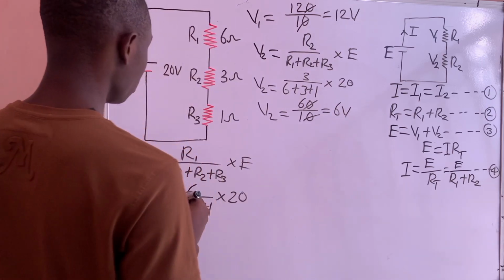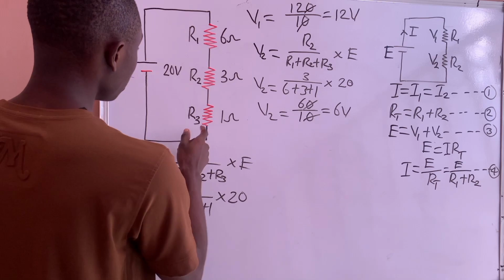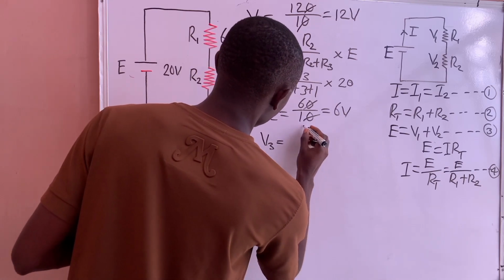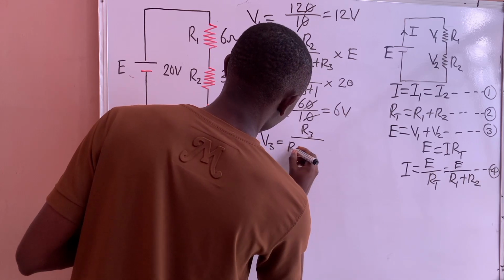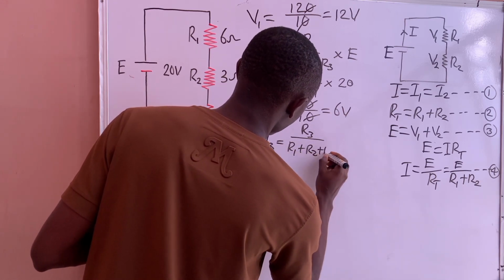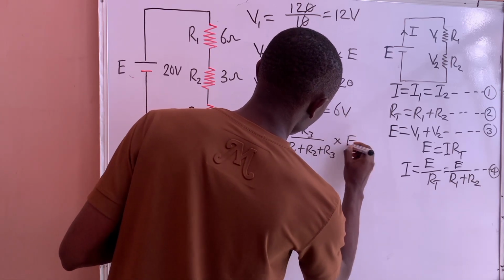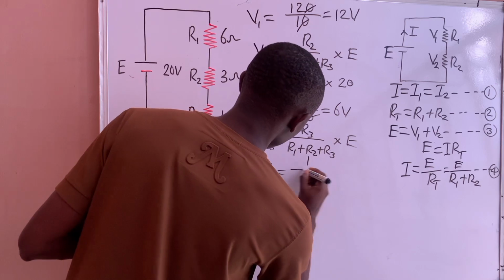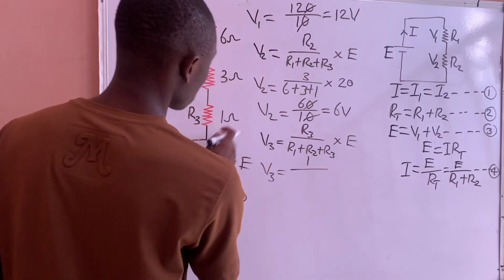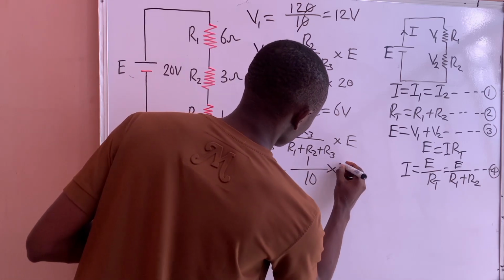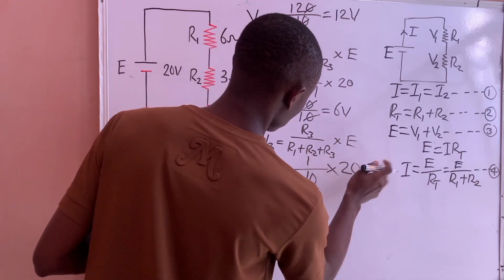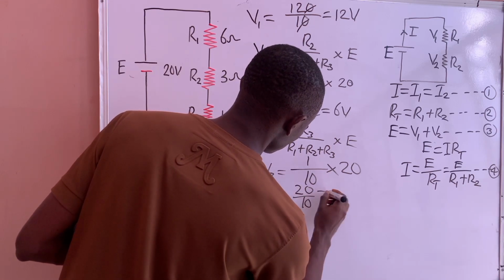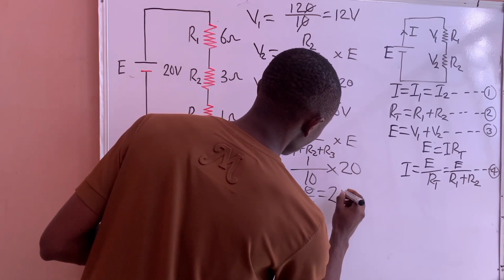And also the voltage that will drop across resistor R3 will be V3, which will be R3 over R1 plus R2 plus R3 multiplied by E. So V3 will be 1 ohm divided by 6 plus 3 plus 1, which is 10, multiplied by 20, which is the source voltage. So 1 times 20, V3 is equal to 20 divided by 10, which is 2 volts.